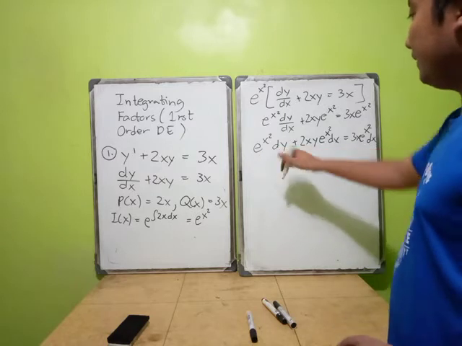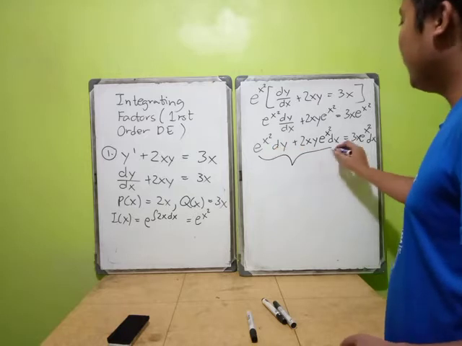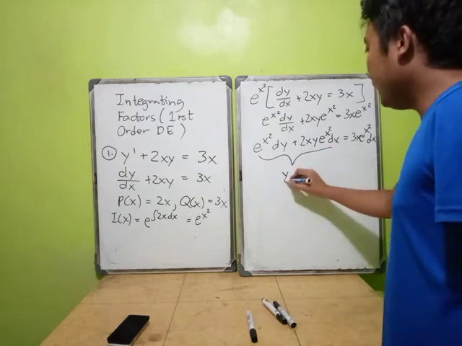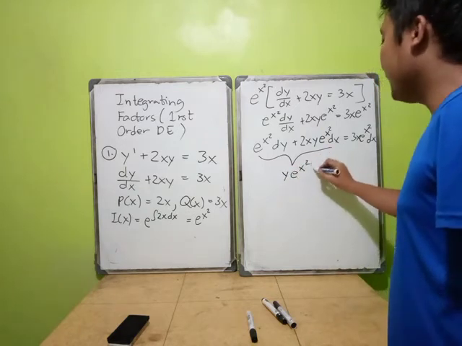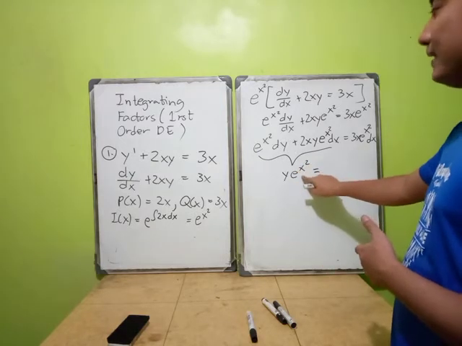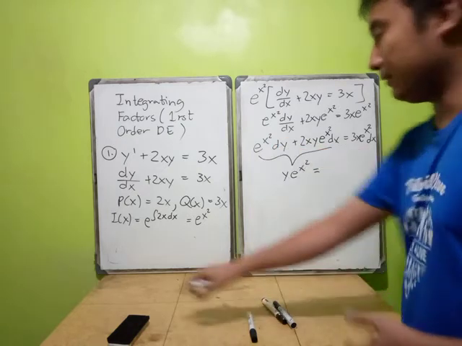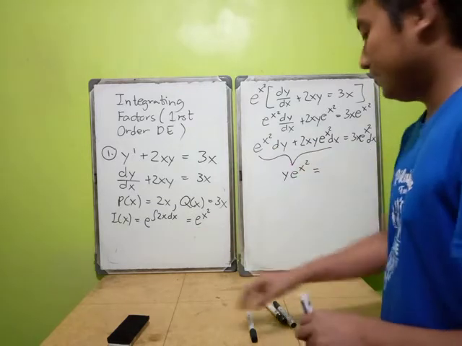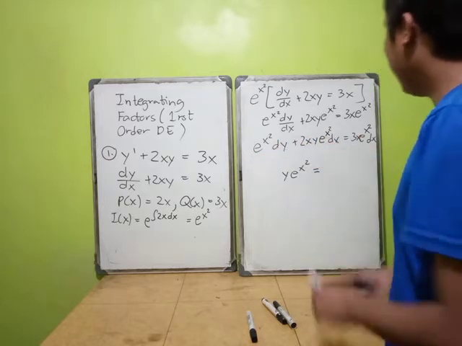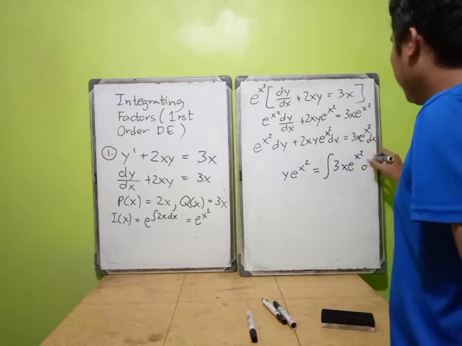Okay? So, this whole given, when you integrate that, it will become y e to the power of x squared. Okay? So, if you want, try to differentiate this again, partial differentiate. So, you will get this given, the one on top. Okay? So, therefore, what you just need to integrate is the one on the other side, which is 3x e to the power of x squared dx.